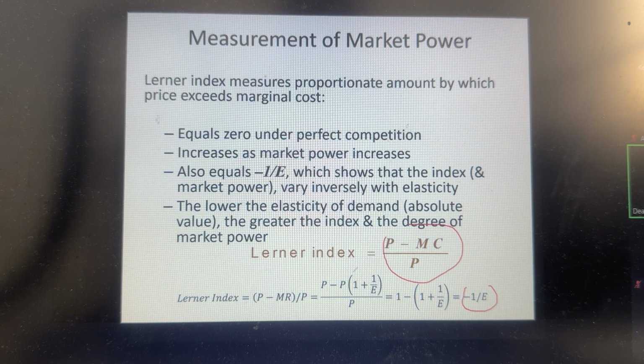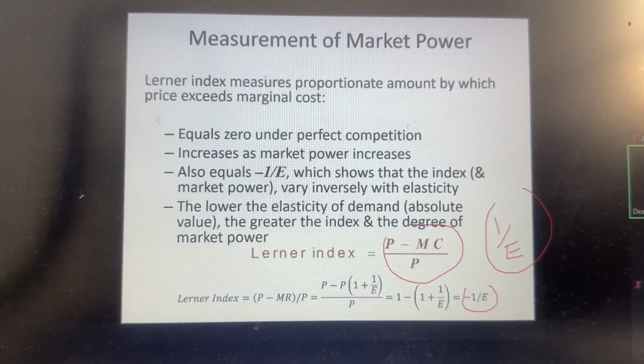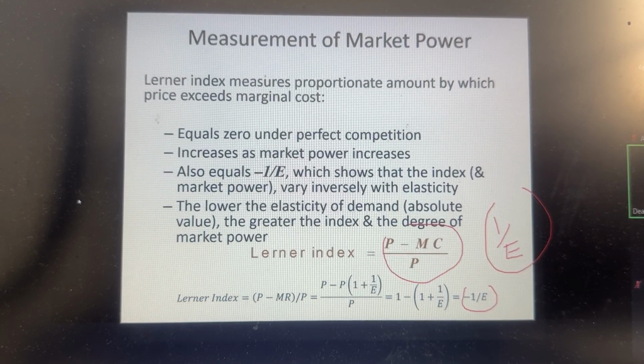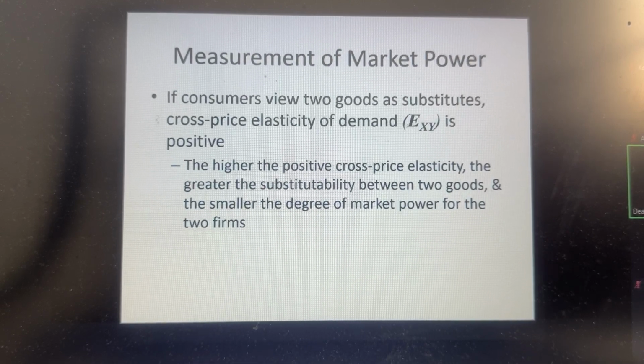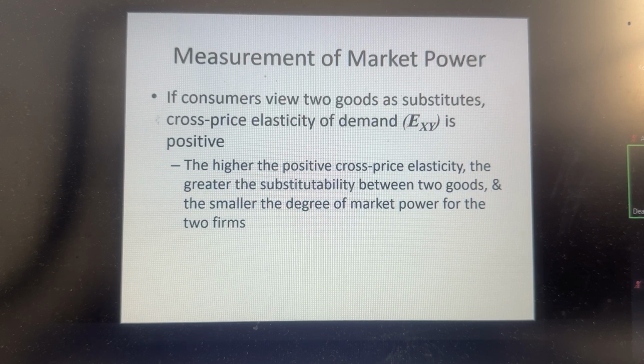If anybody is interested, you can check this one. At the end, you have to get this equation. This is the Lerner index. It is inversely related to the elasticity. And also cross price elasticity is another measurement of market power.